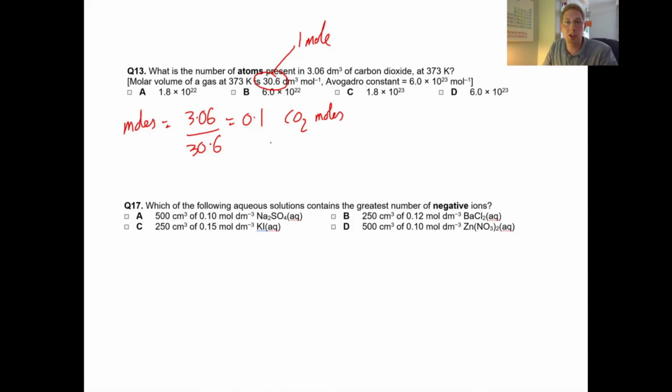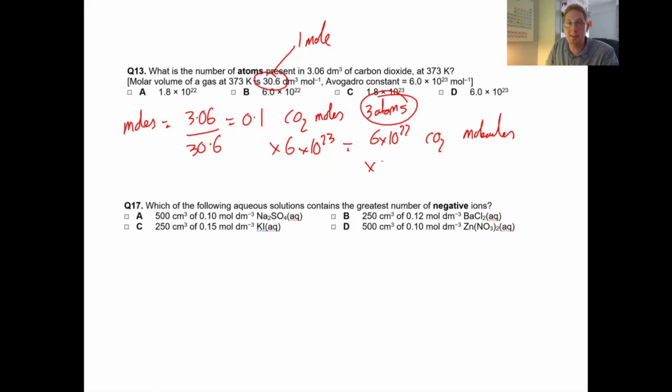Let's talk about the number of molecules. Times that by 6 times 10 to the 23, and that gives us 6 times 10 to the 22 CO2 molecules. But CO2 has got 3 atoms, so times that by 3 is 18 times 10 to the 22, or 1.8 times 10 to the 23 atoms in CO2. There we go, C. Now question 17, you might be thinking, how on earth am I going to do all of this in 1 minute? So let's have a look at it.